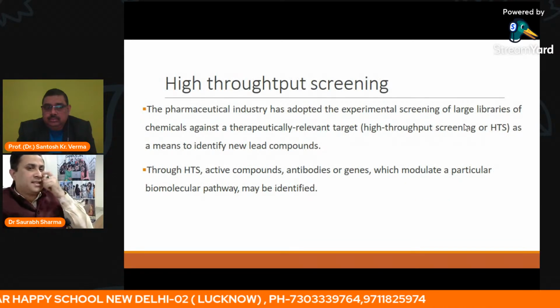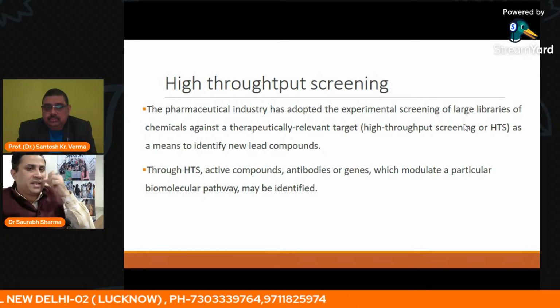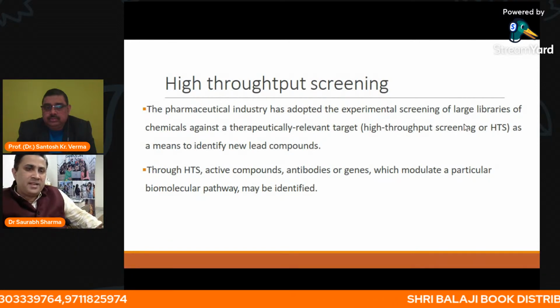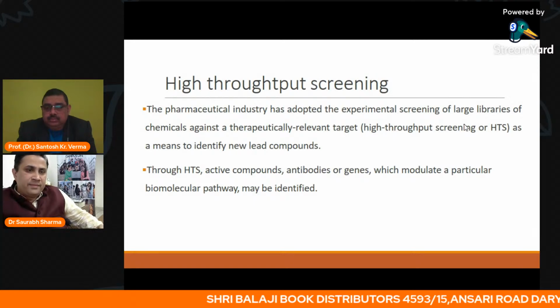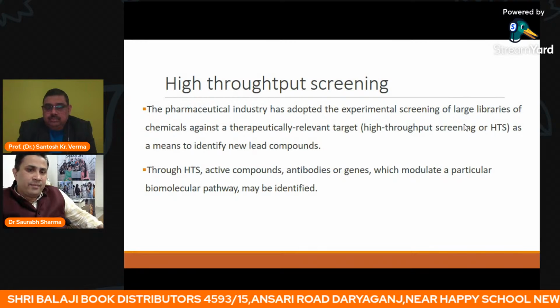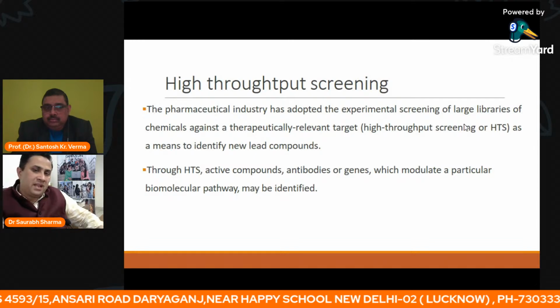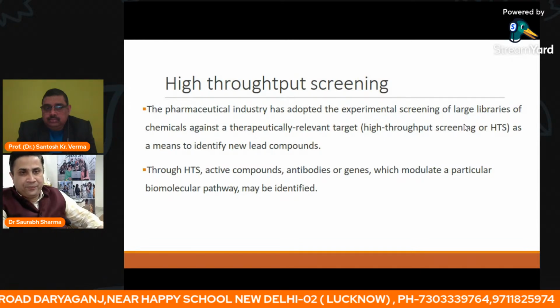Then another strategy is high throughput screening. The pharmaceutical industry has adopted the experimental screening of large libraries of chemicals against a therapeutically relevant target as a means to identify new lead compounds. Through HTS, active compounds, antibodies or genes which modulate a particular molecular pathway may be identified.